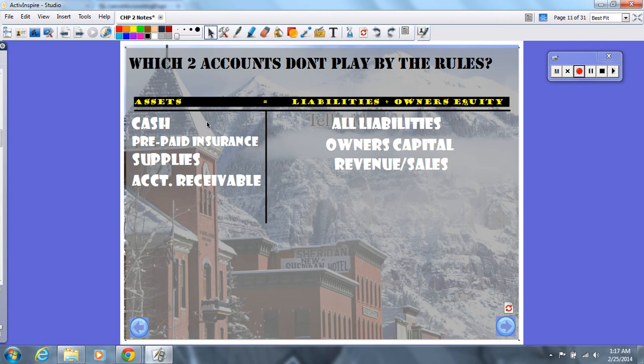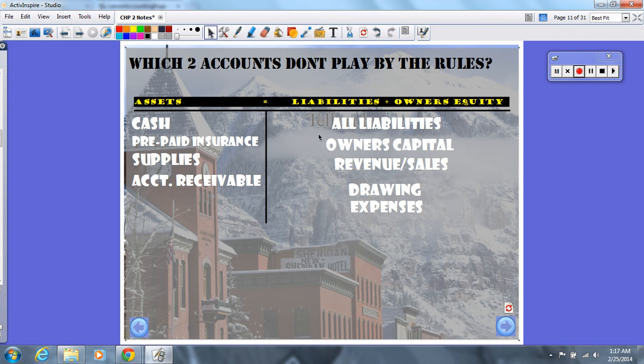Alright, so here's the thing. Sounds easy. Okay, these are on the left, so the left hand side increases. These are on the right, so the right hand side increases. However, there are two accounts that don't play by the rules. They do not follow these rules, and we need to make sure we're very familiar with these.